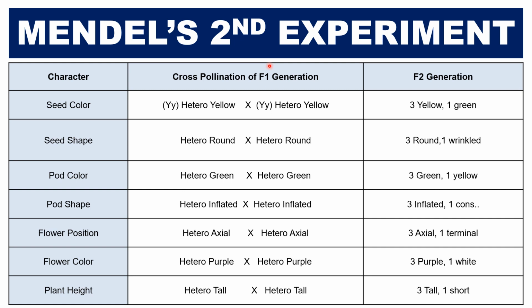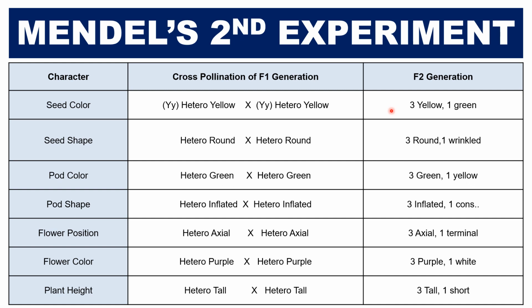He then performed another cross and allowed the hybrid pea plants, or the F1 generation, to self-pollinate. The result of this cross produced the F2 generation, or the second filial generation. The phenotypic ratio of the offspring is 3:1, where there were 3 yellow seeds and 1 green seed, 3 round-shaped seeds and 1 wrinkled seed, and so on. This is true to all of the characters he tested.